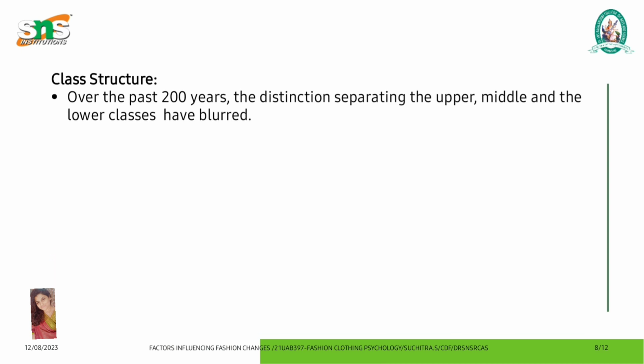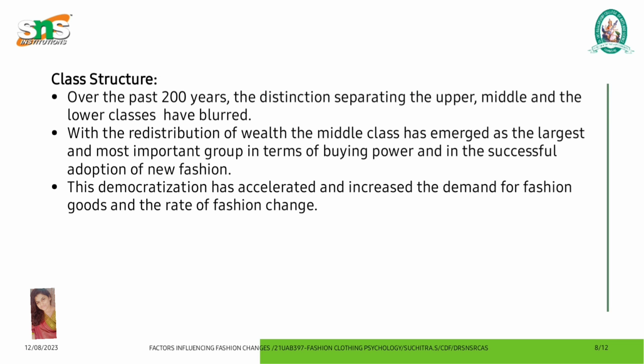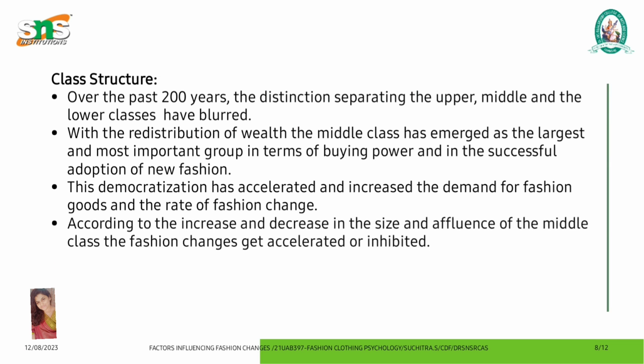Class structure. Over the past 200 years, the distinction separating the upper, middle, and lower classes has blurred. With the redistribution of wealth, the middle class has emerged as the largest and most important group in terms of buying power and in the successful adoption of fashion. This democratization has accelerated and increased the demand for fashion goods and the rate of fashion change. According to the increase and decrease in the size and affluence of the middle class, the changes get accelerated or inhibited.